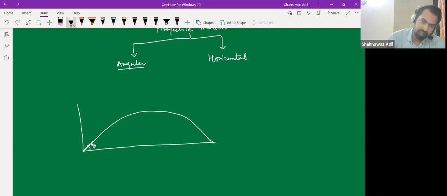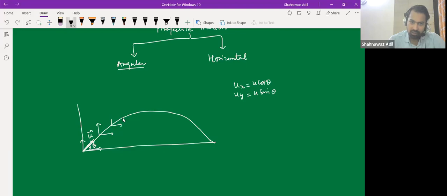So this projection is the u vector, the initial velocity. And this will have a horizontal and a vertical component. So ux would be u cos theta and uy would be u sin theta, right? And this projectile will go like this, and then it will come down like this.